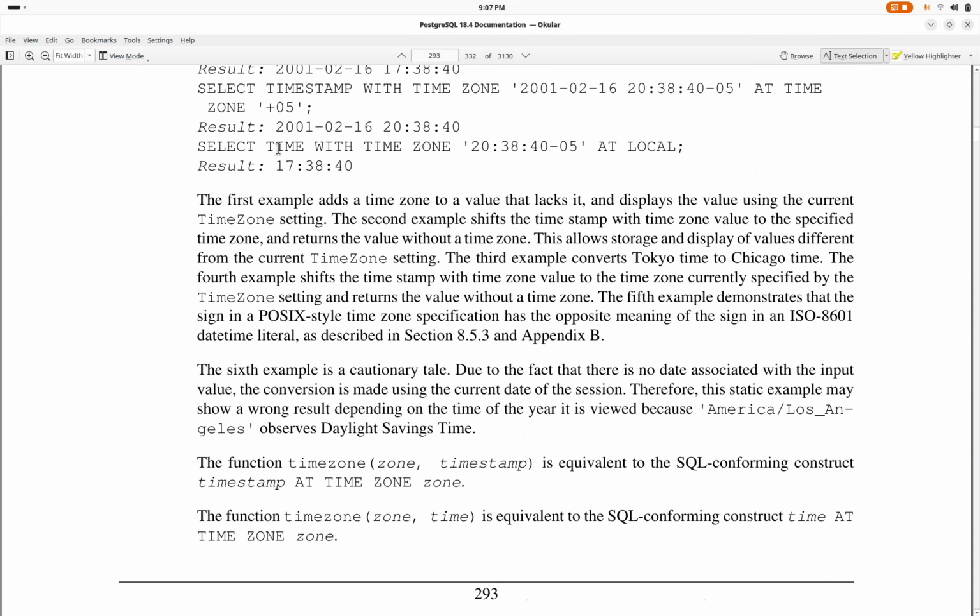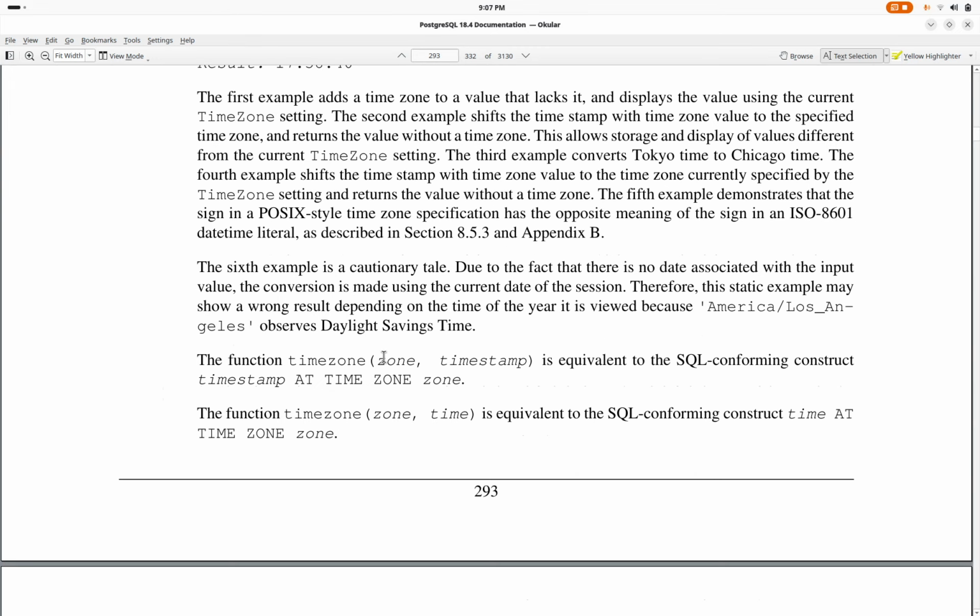The sixth example, that is the last example. So we have this AT LOCAL as a cautionary tale. Due to the fact that there is no date associated with the input value, the conversion is made using the current date of the session. Therefore, this static example may show a wrong result depending on the time of year it is viewed, because America/Los_Angeles observes daylight saving time.